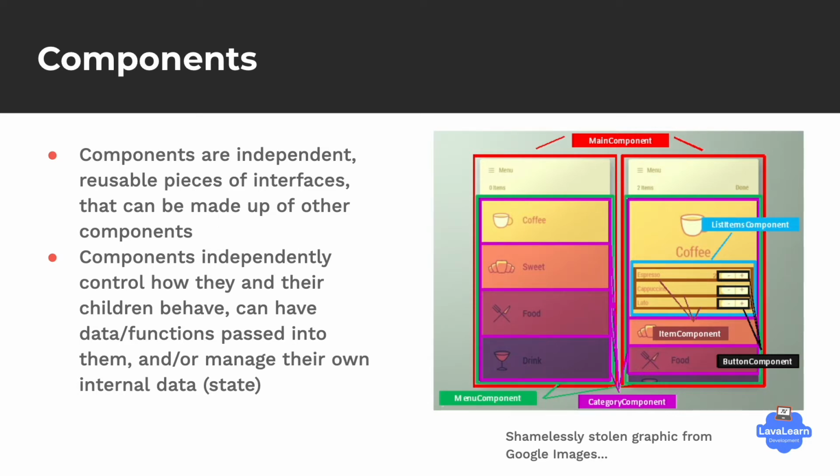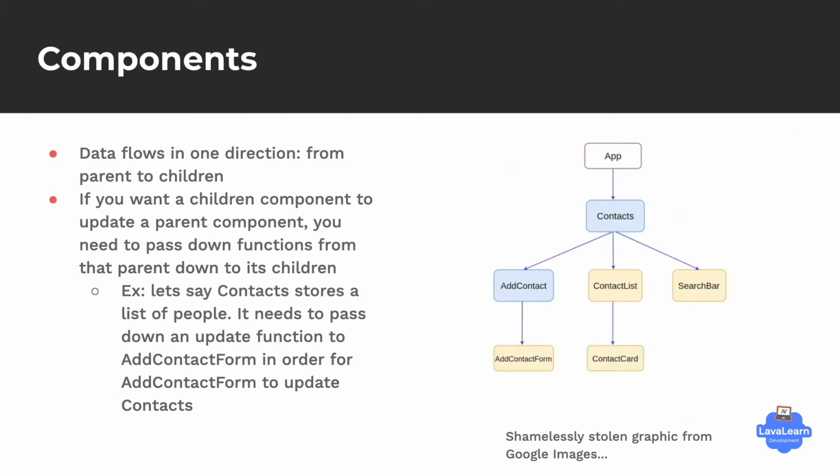And so components independently control how they and their children behave. You can have data and functions passed into them, and they can also manage their own internal data or state. If this doesn't make that much sense to you, hopefully it will as we dive into some code and more diagrams and explanations. Components in a React app make up a component tree. So at the root, you have one main app React component, and that app component will have a bunch of other smaller components that make up the interface and control a bunch of different things for the application.